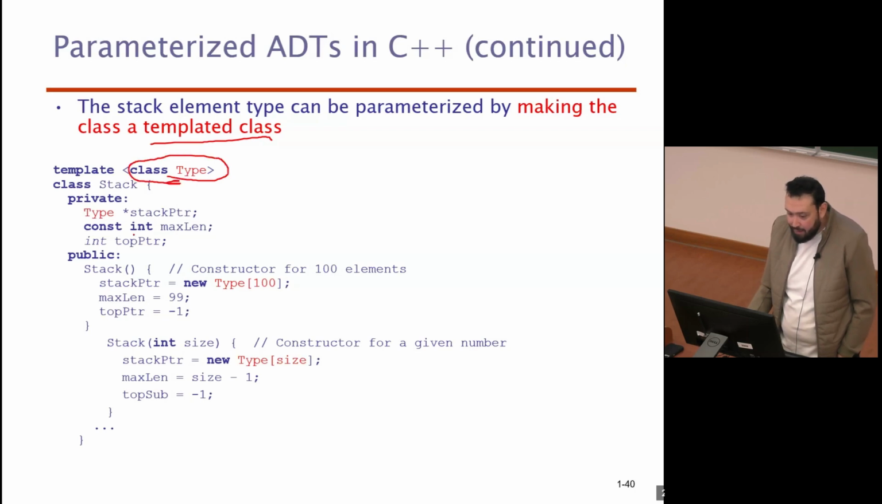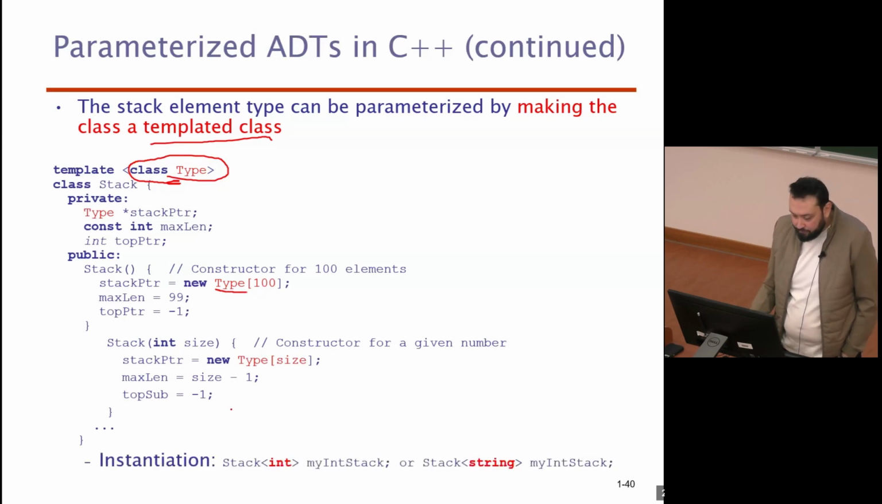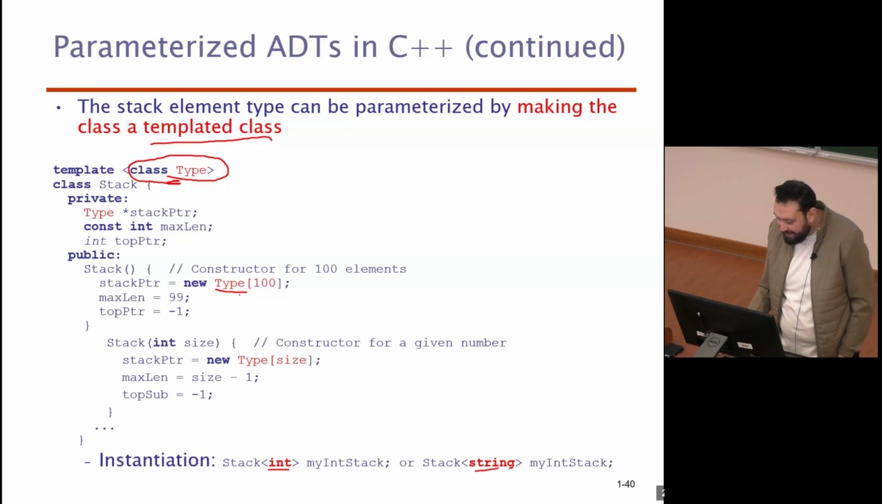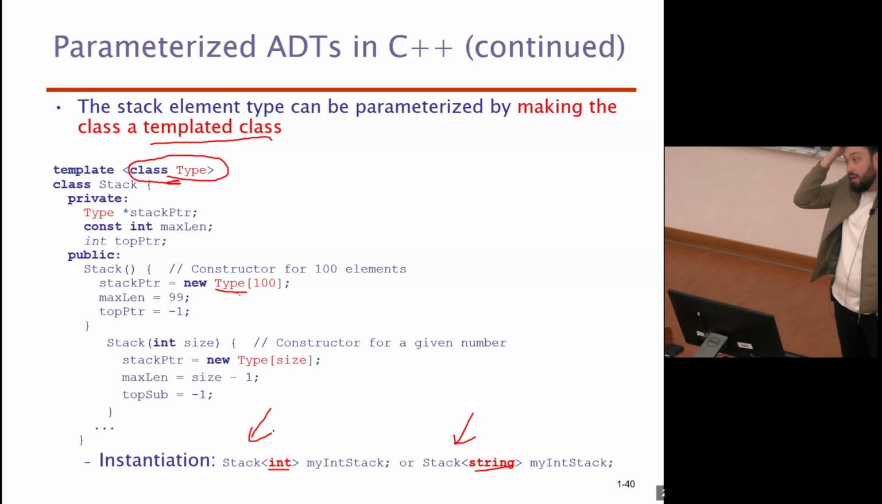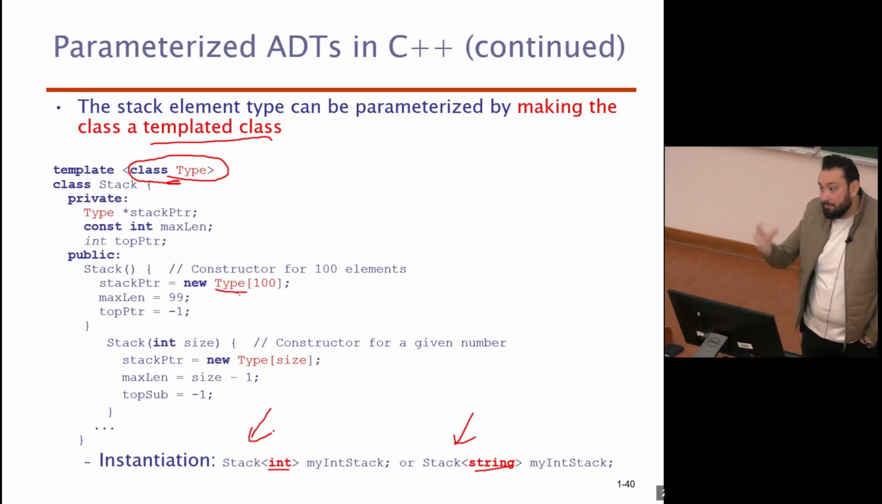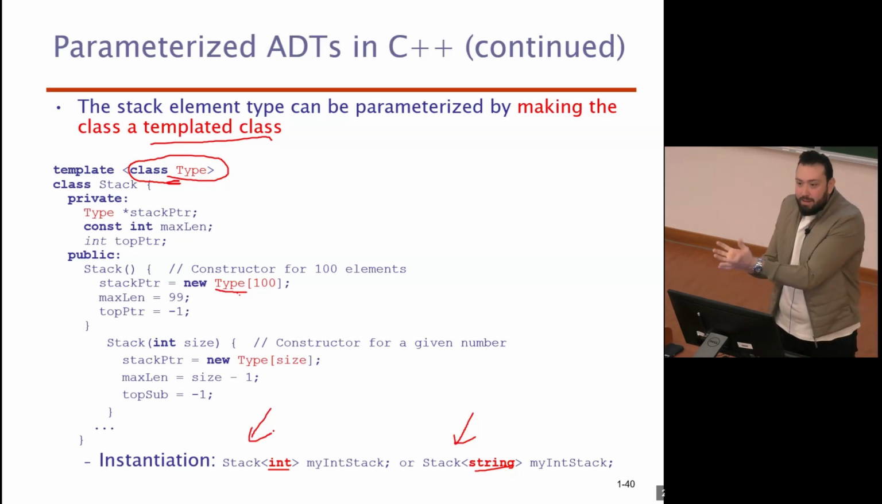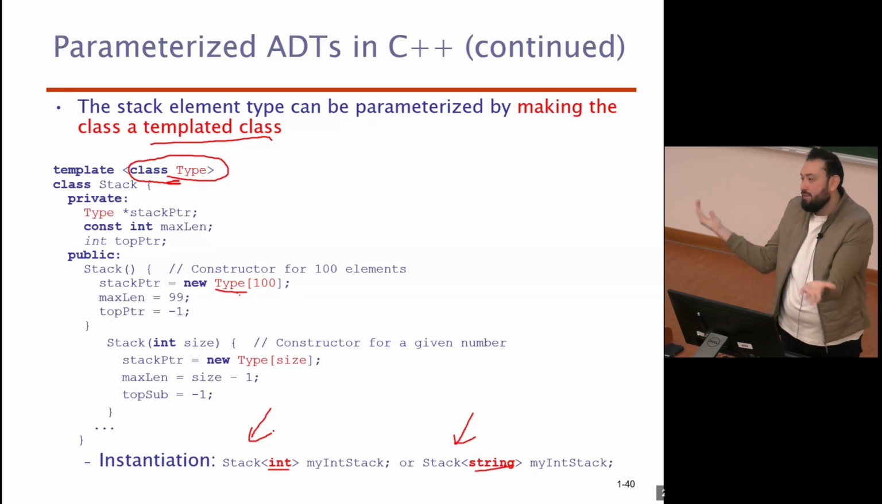So class type. Now you're not saying new int, you're saying new type. Whatever I put here, stack int, it's going to be int. If I put stack string, it's going to be string. So you're able to call it like this or call it like this. This is a very powerful way to use the same interfaces and the same class for different types.